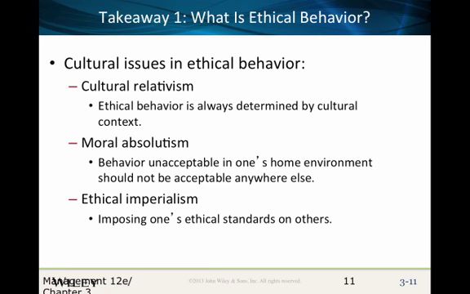There are two general, very interesting perspectives on the relationship of culture to ethics. The first one is the cultural relativism approach, which says that ethical behavior is always determined by cultural context. Essentially, this is the mantra, when in Rome, do as the Romans do. I cannot determine whether an action is good or bad unless I know the context or the situation in which it is being done. So I can only determine ethics if I understand the context.